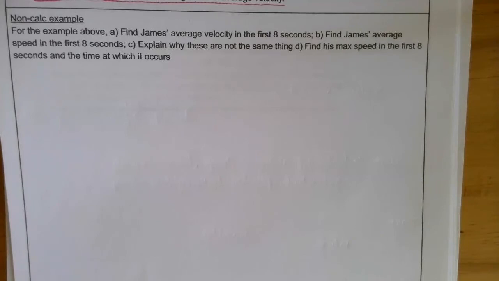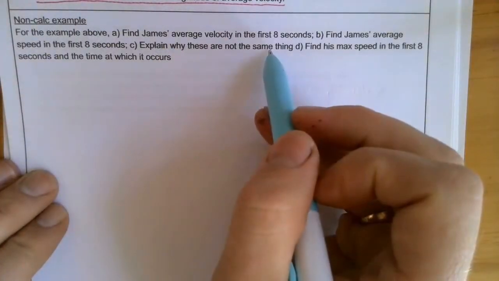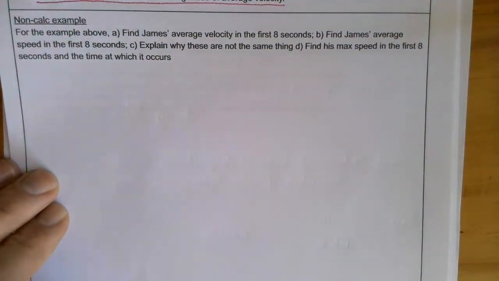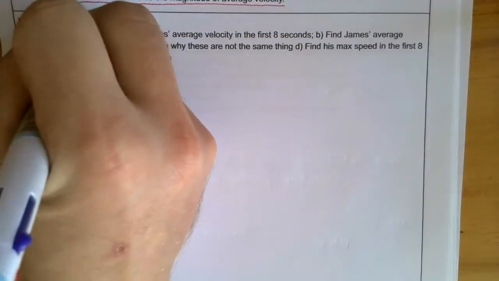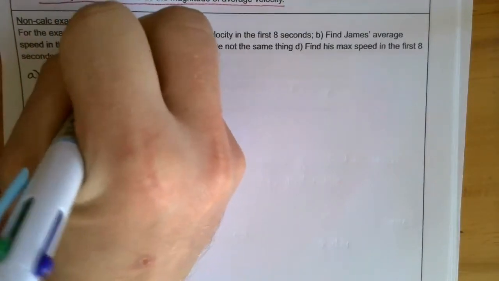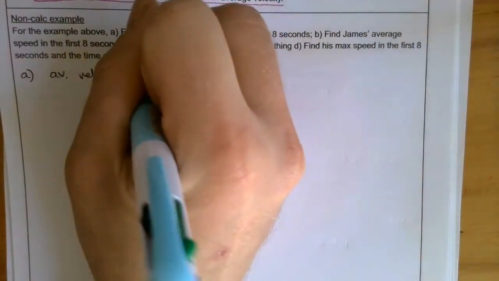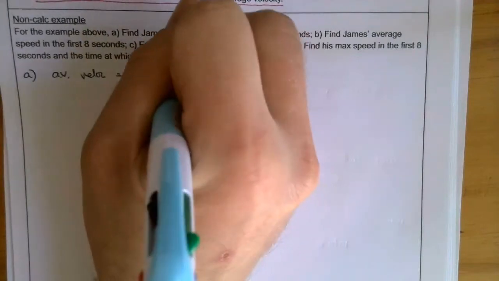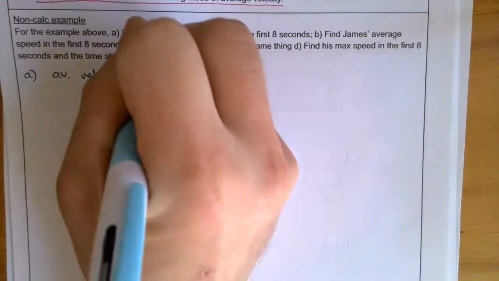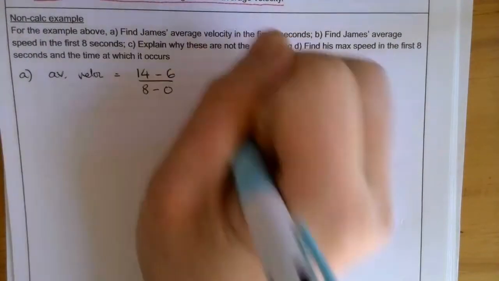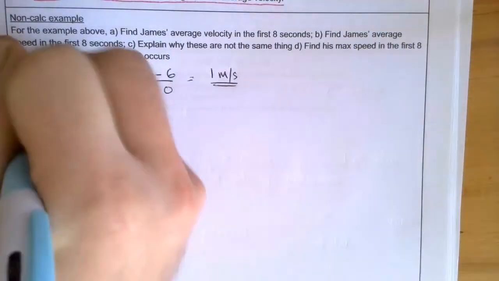Okay, so getting into this question, James's average velocity in the first 8 seconds. Well, average velocity just takes into account the change in position. He finished up at 14 centimeters to the right and he started at 6. He had this displacement of 8, and that happened in 8 seconds. So the average velocity is 1 meter per second.